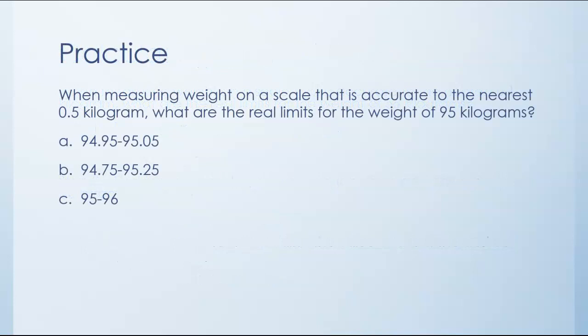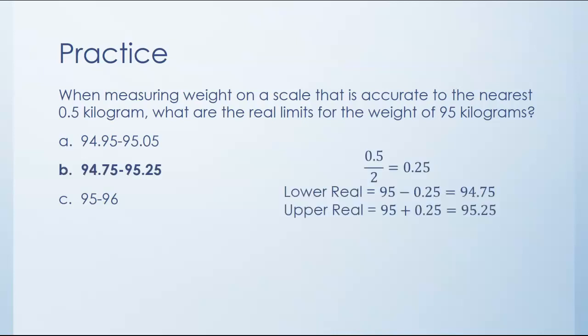So let me give you a chance to do one here. We're going to measure the weight on a scale that is accurate to the nearest 0.5 kilograms. What are the real limits for the weight of 95 kilograms? So go ahead and pause the video and see if you can figure out if it's going to be A, B, or C. And when you're ready, go ahead and press play and we'll get the answer.